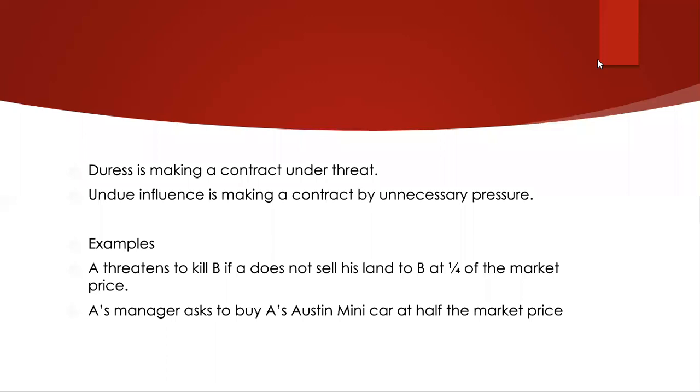So this is duress and undue influence. If you make a contract under duress or undue influence, yes, the other party can stop the contract. If the other party does this kind of thing to us, we can stop it. These kinds of contracts are very, very common, right?